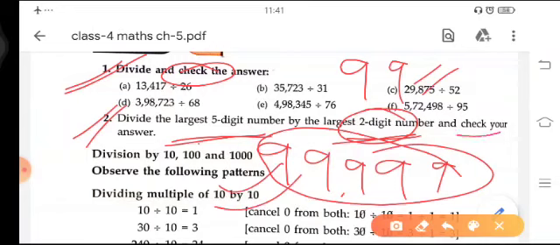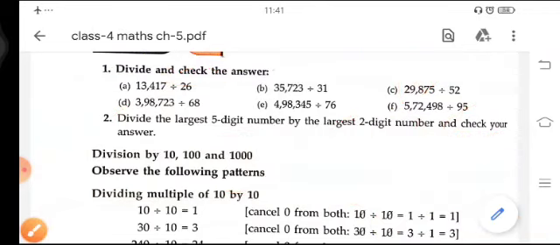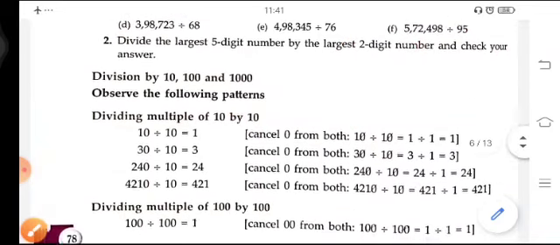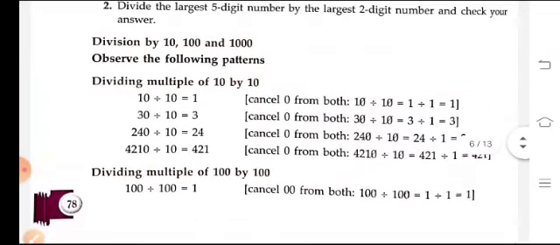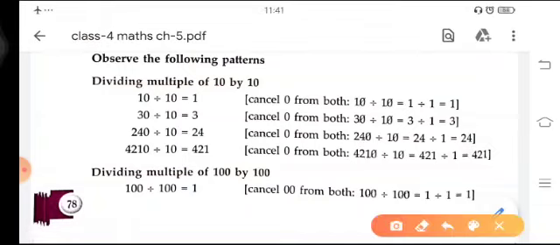Next step, you have to check your result by applying the formula, that is, divisor multiplied by quotient plus remainder equal to dividend.